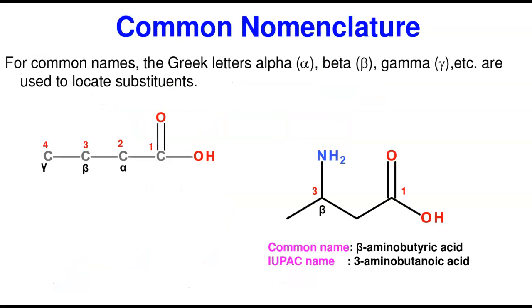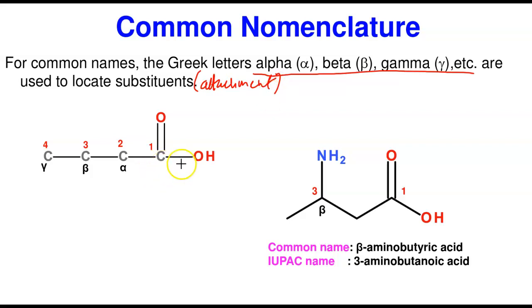Then the last thing we're going to talk about, not very important, but it's good just to chip it in, is common nomenclature. Now, for common names, the Greek letters alpha, beta, gamma are used to denote the position of the attachment, or the substituent. If you don't want to say attachment, you can say substituent. Now, this counting actually begins after the carboxylic carbon.